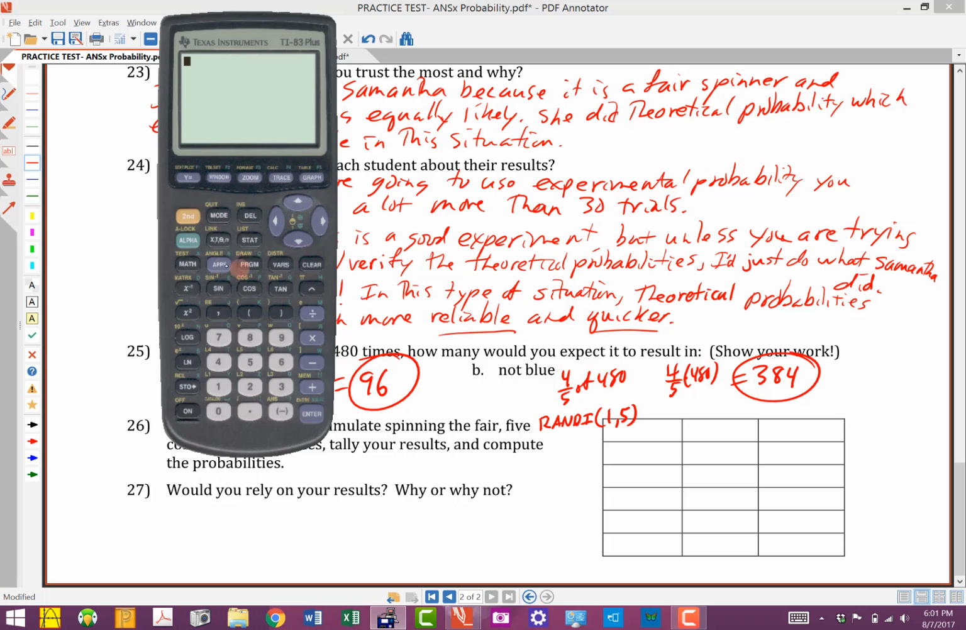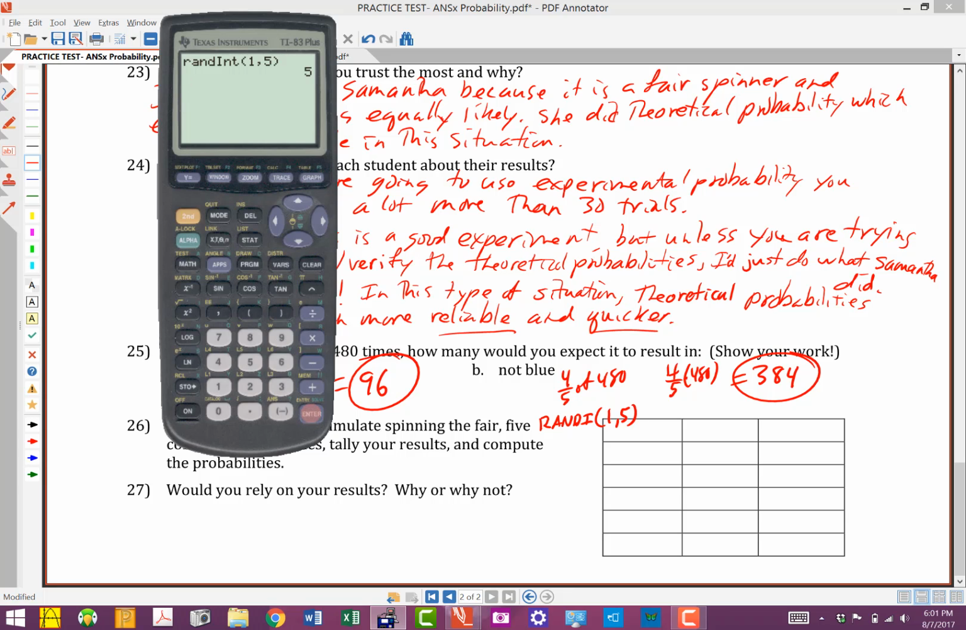I'm going to clear this off. I'm going to hit the math button. You'll notice you have to hit PRB, probability, and you'll notice this one right here in number 5. It says randInt. That stands for random integer. So I'm going to do 1,5, and then I'm just going to keep track of these.